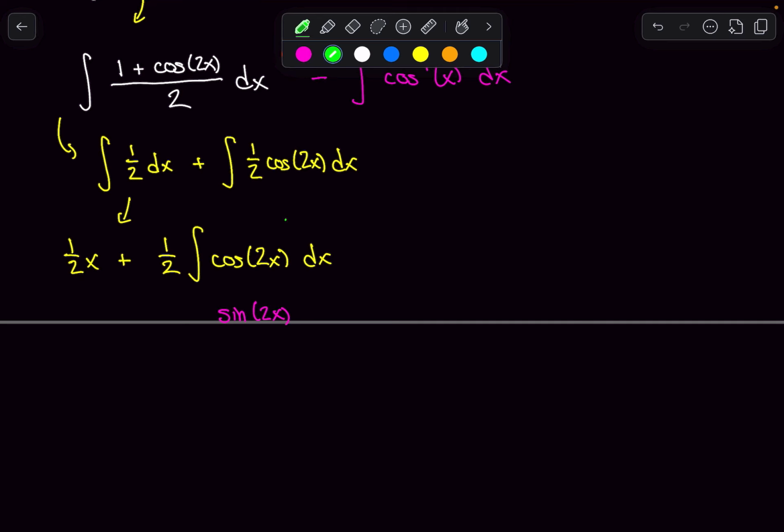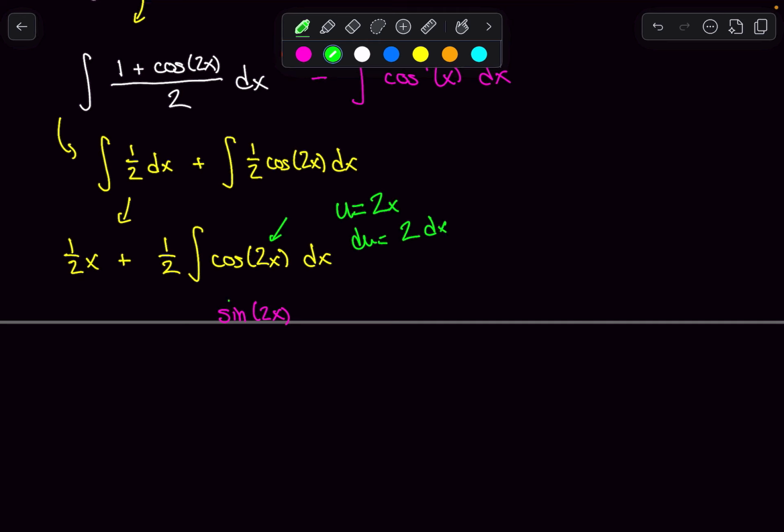We could say, oh, I don't know how to do the antiderivative of cosine of 2x. We could do a u substitution, let u equal 2x. du is going to be equal to 2 dx, right? I could do a u substitution for this. It's not a bad strategy.